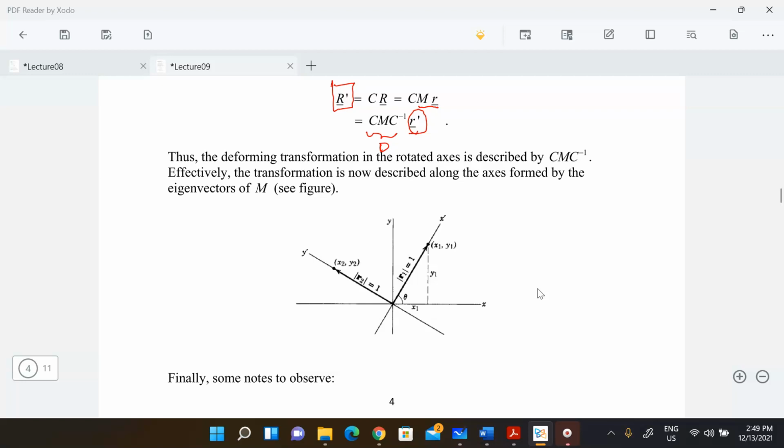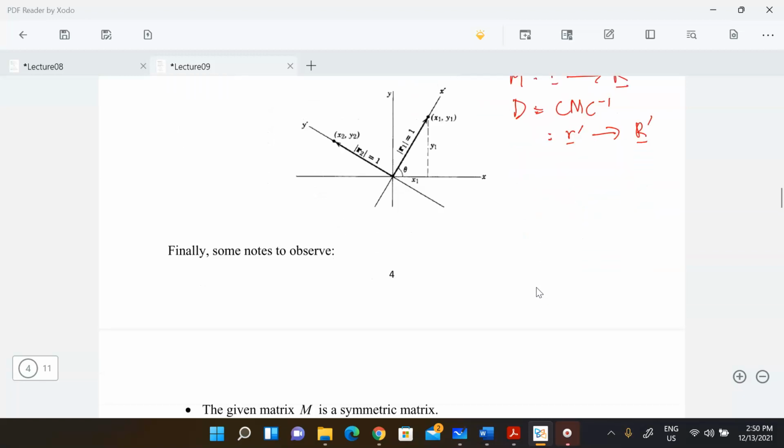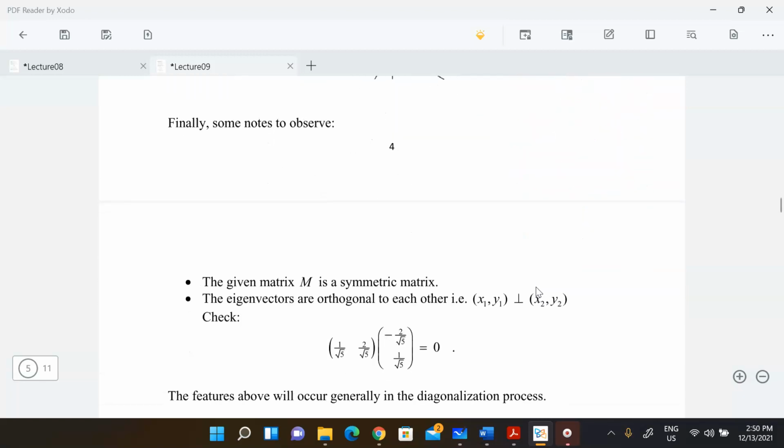Okay, the matrix M initially sort of rotates your small r to capital R, and then your D, which comes from C M C minus 1, rotates R dash to capital R dash. So that is essentially the idea of diagonalization there.